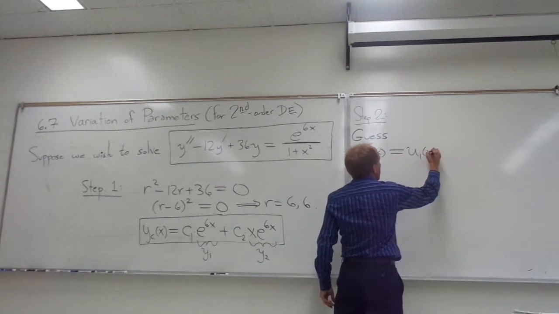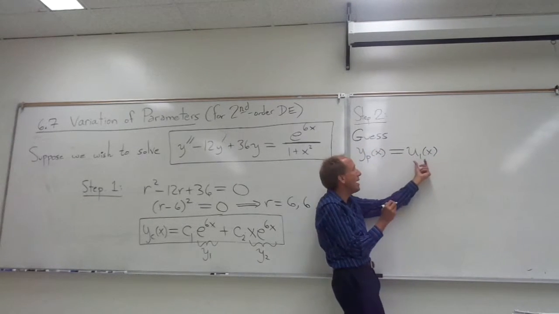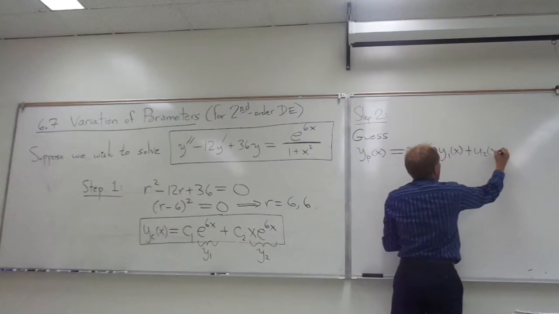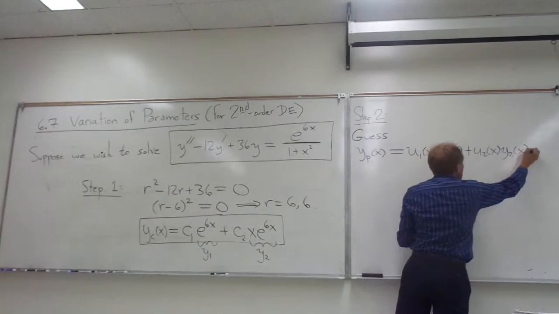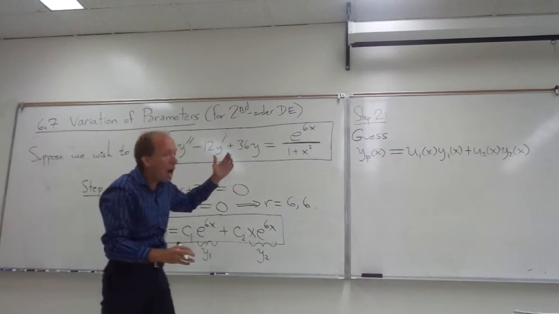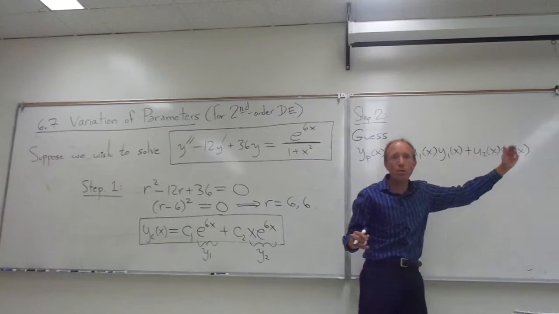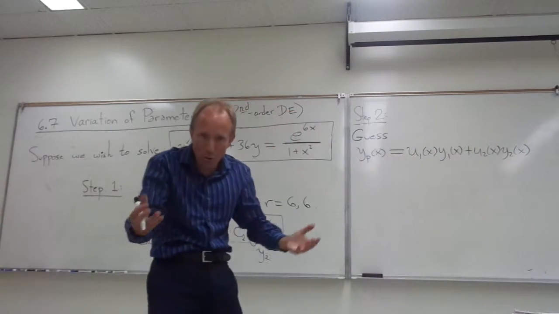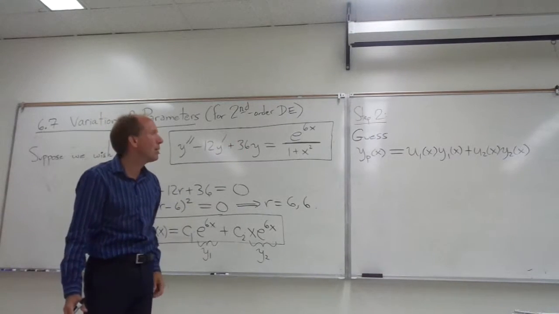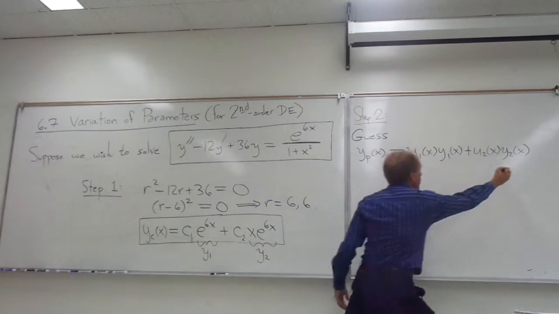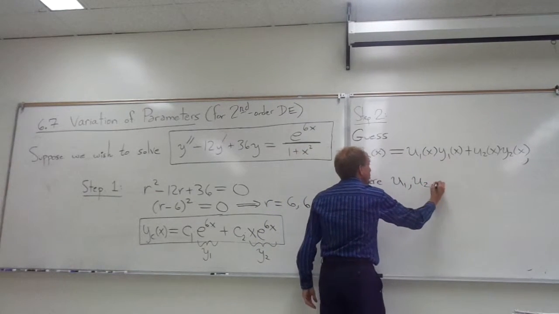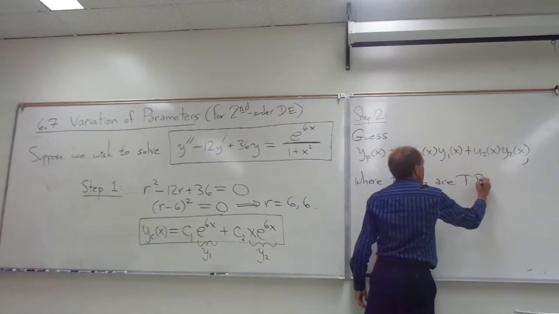Instead of C1, I'm going to allow it to vary as a function of x. So U1 times Y1 plus U2 times Y2. So it has the same structure as the complementary function does, but instead of constants in front of Y1 and Y2, we are going to have variables. Okay, so we are varying the parameters. That's kind of where the name comes from. And in this formula, the U1 and the U2 are to be determined.